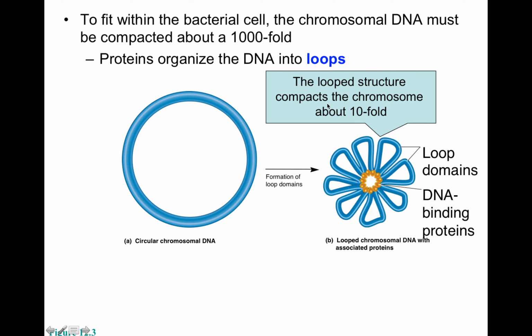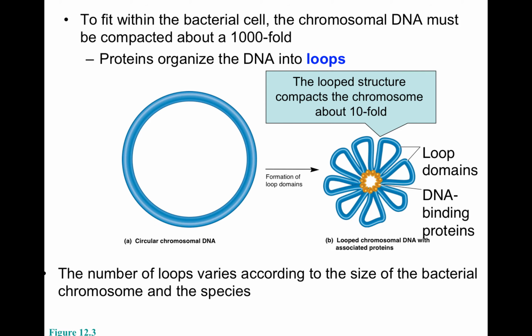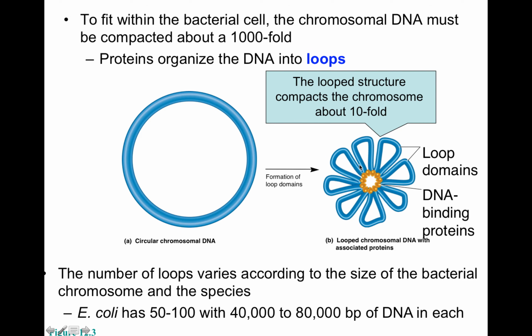The loop structure compacts the chromosome approximately 10-fold, but we need to get it even more compact than that. The number of loops varies according to the size of the bacterial chromosome and the species. For E. coli, a typical loop has approximately 40 to 80,000 base pairs, and the entire chromosome is organized into about 50 to 100 loops. So you have 50 to 100 petals on the flower, and each of the petals is approximately 40,000 to 80,000 base pairs of DNA.